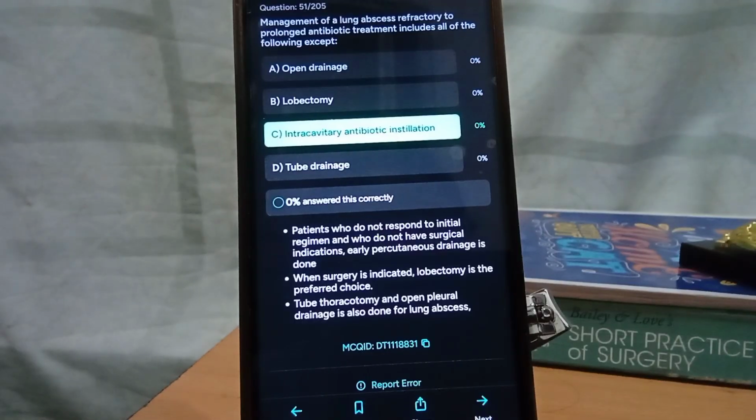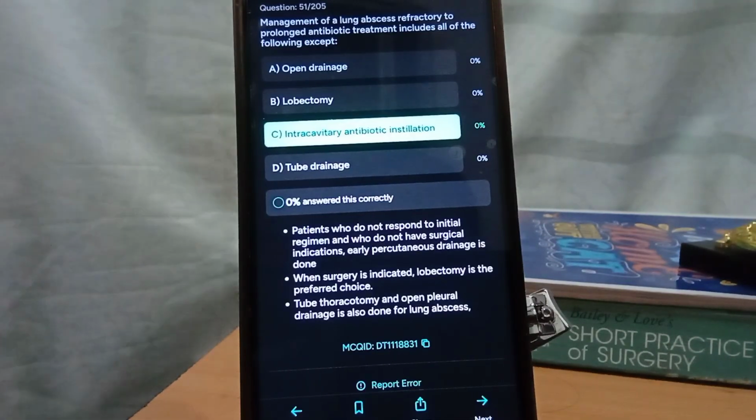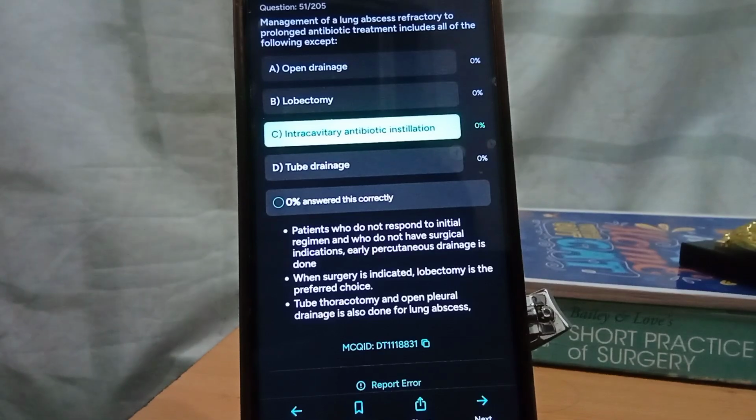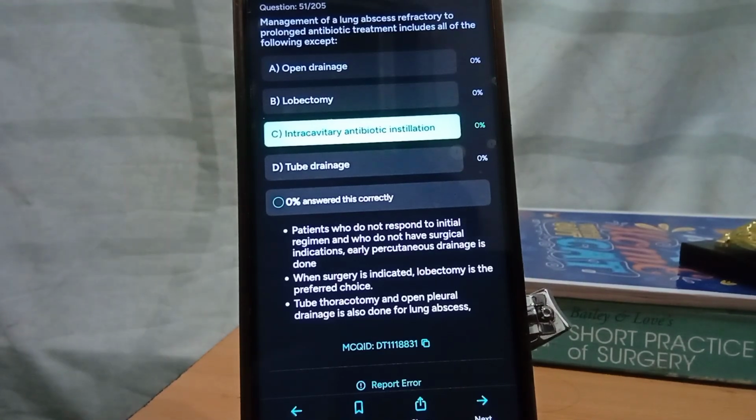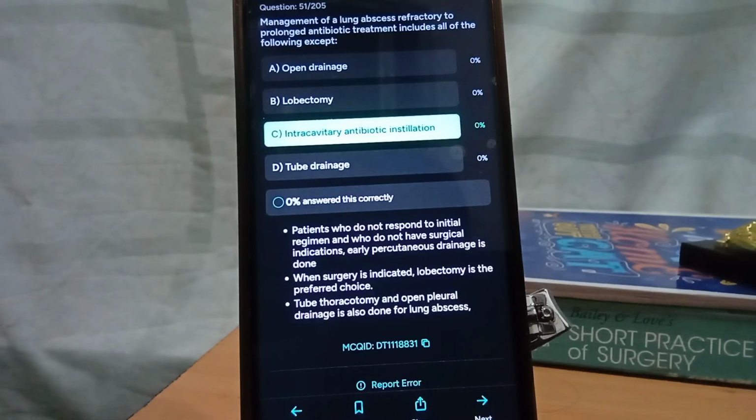Management of lung abscess refractory to prolonged antibiotic treatment includes all of the following except. Patients who do not respond to the initial regimen and who do not have a surgical indication, early percutaneous drainage is done. When surgery is indicated, lobectomy is the preferred choice. Tube thoracostomy and open pleural drainage are also done for lung abscess. So, we can do open drainage, lobectomy, and tube drainage, but intracavitary antibiotic instillation is not done.